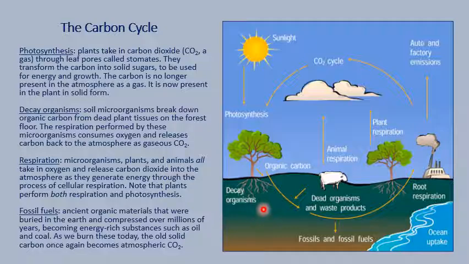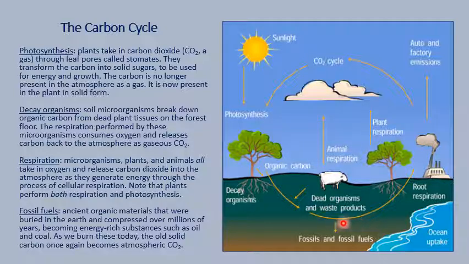Now, at the same time, you've got what's called respiration, which is performed by animals like this little sheep here, also ourselves as people. Note that plants also perform respiration, and so do the decay organisms in the soil. And respiration involves taking in oxygen, which is then used to produce energy, and releasing carbon dioxide. So we as people breathe in oxygen and then breathe out carbon dioxide. So this is a natural way by which carbon from our bodies then goes back up into the atmosphere.